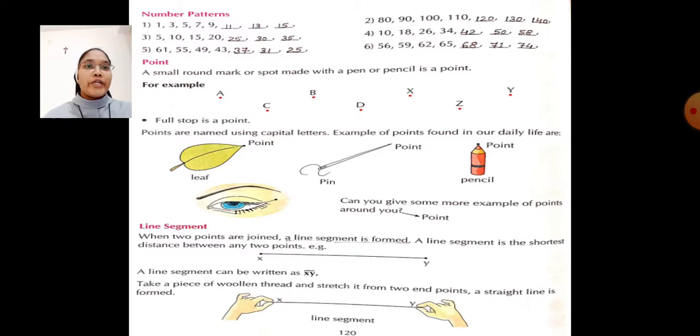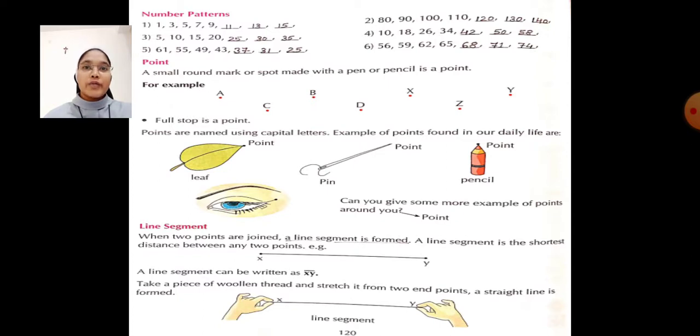Examples of points found in our daily life are leaf, pin, pencil, etc. Here you see, in leaf there is a point, in pin there is a point, in pencil there is a point.